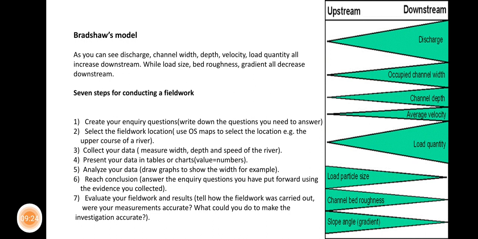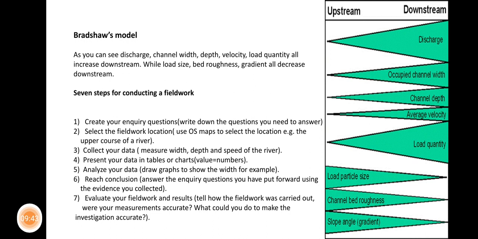In physics, we have speed equals space over time, right? Or distance over time. By doing this, you will know the velocity of the water. You need to do this 3 times to get more accurate results. Okay, you need to collect your data.